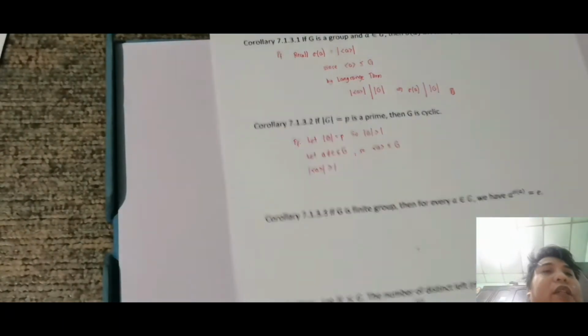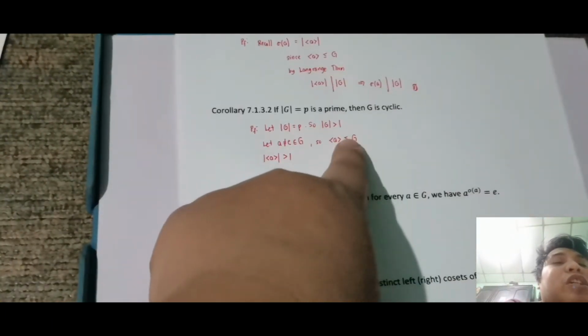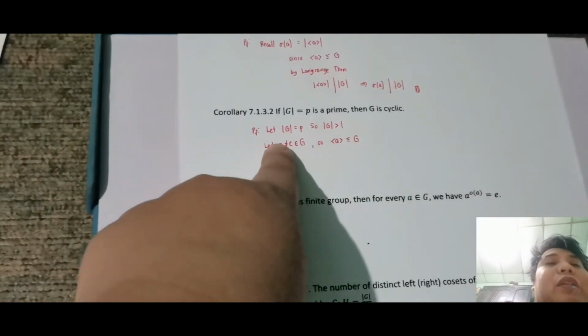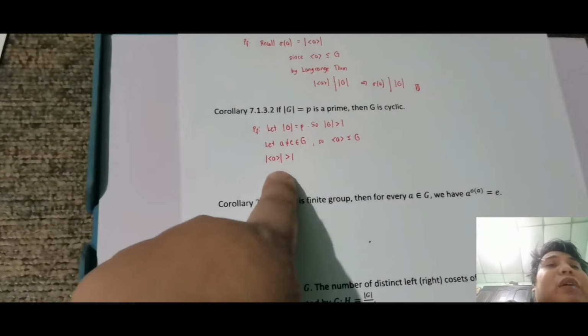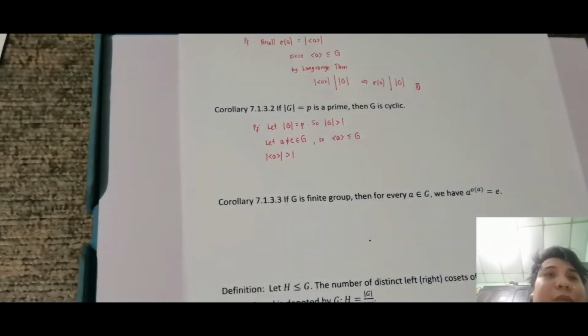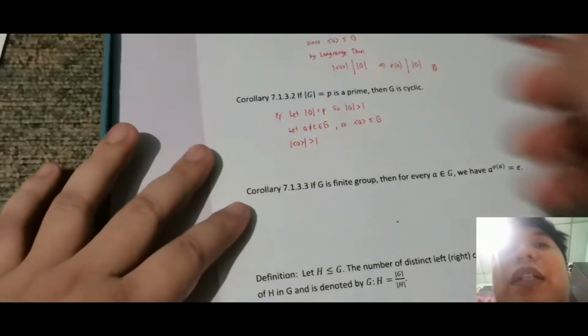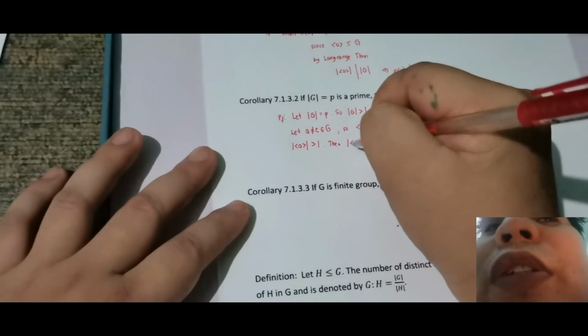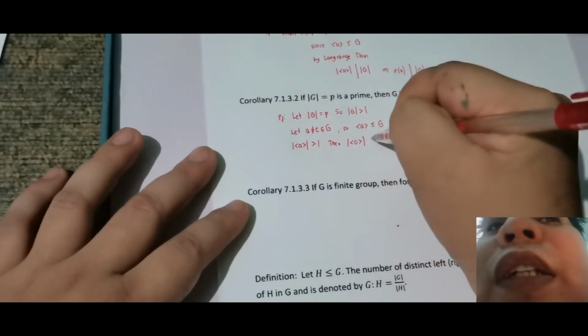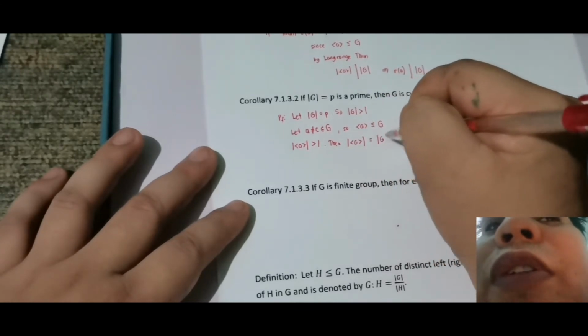Sir, bakit? Kasi nga, since ako ay subgroup ni G, tapos ako ay hindi identity element, ano lang yung order ko? Yung iba, other than 1, ano yun? Since ako ay greater than 1, si G greater than 1, so ano masasabi mo sa order ng G at order ng cyclic subgroup generated by A? Then, the order of A is equal to the order of G.